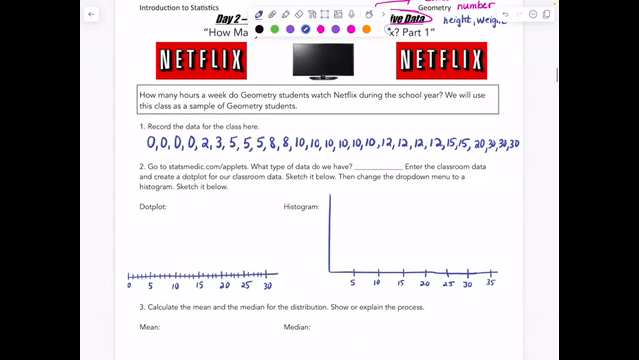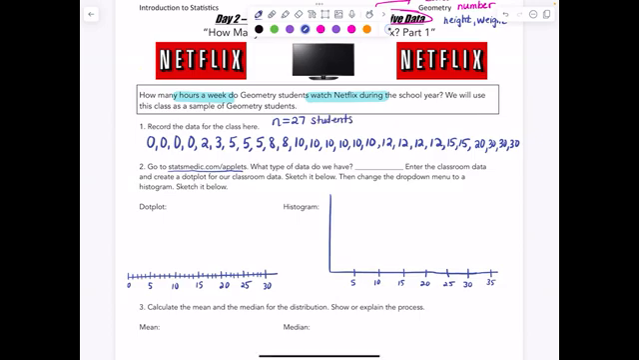So we're going to start out with a little bit of an experiment based off of some statsmedic.com applets. There's some data on there that was recorded for a geometry class regarding how many hours a week geometry students watch Netflix. So students recorded how many hours per week they approximated that they watched Netflix. And the numbers range from 0 to 30 hours a week. So if you count this set of numbers, I believe that there are 27. So there's 27 students in this sample.